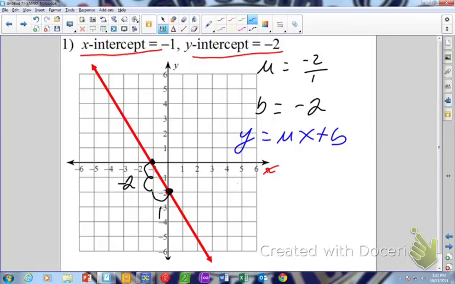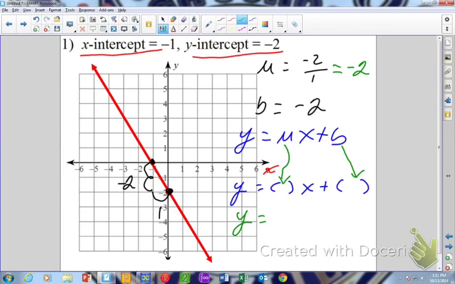So here we go. I have y is equal to parentheses x plus parentheses. Now, I'm introducing parentheses, because you need to understand where the slope goes and where your y-intercept goes. So here's my slope. And here is my y-intercept. So now I have y is equal to, my slope is -2 over 2. When we put it into the formula, though, we could just simply say -2. And I'll be okay with that.